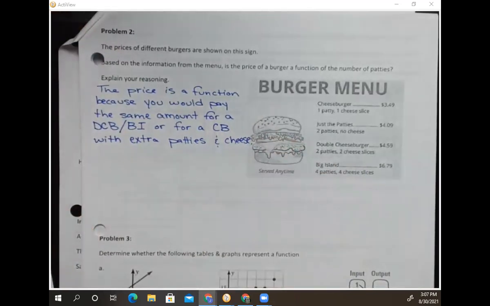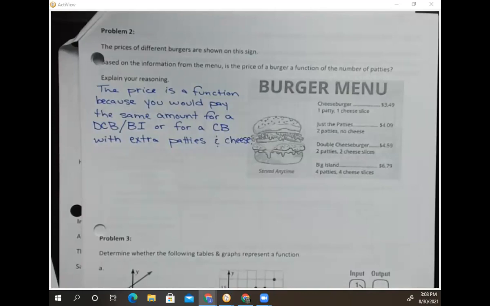If the cost is the same, no matter how I put it together, that's a function. Unlike with our bagel example, where it mattered how I typed it in the register, I got different prices depending on how I chose to count to 13. Here, I get the same price no matter how I choose to assemble that burger. Questions for me on problem number 2?